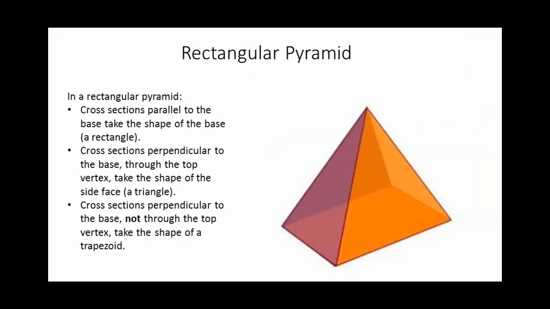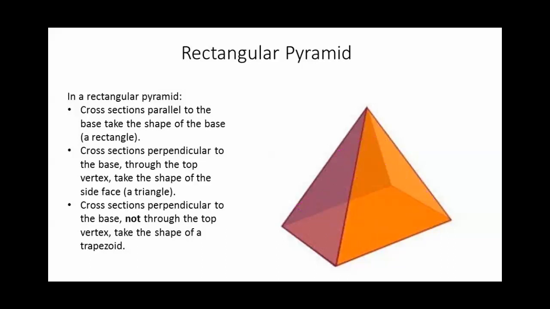Moving on to a different figure, we can work with our rectangular pyramids. Of course, we can take cross sections parallel to the base, which will result in the same shape as our base, a rectangle. You'll notice, as you go up higher, even though you are resulting in rectangles, your rectangles are just getting a little bit smaller. But it will be a rectangle no matter where you take that parallel cross section.